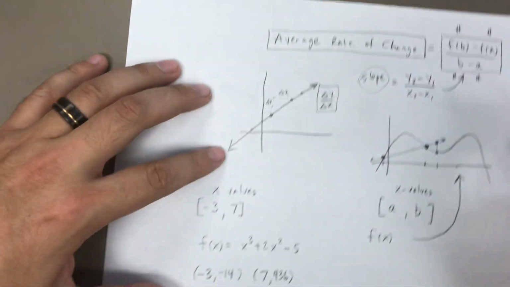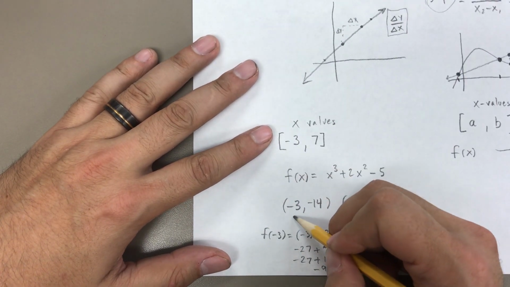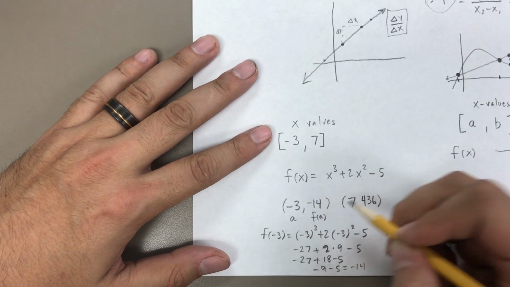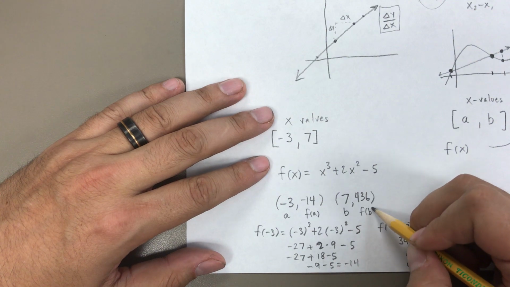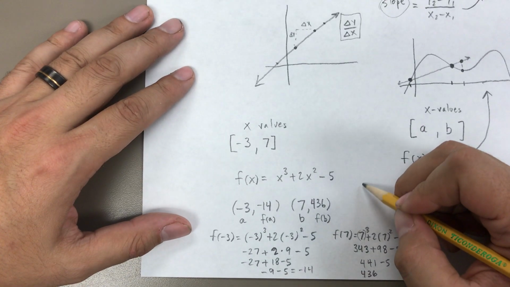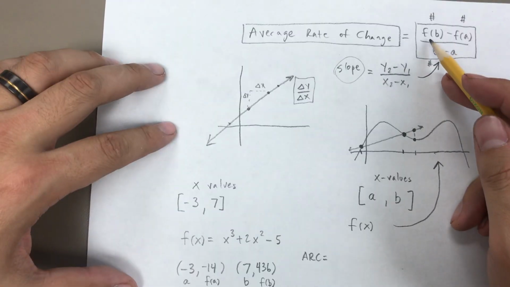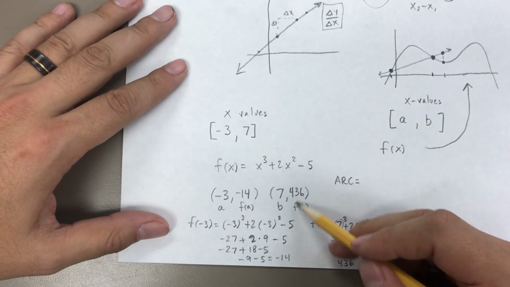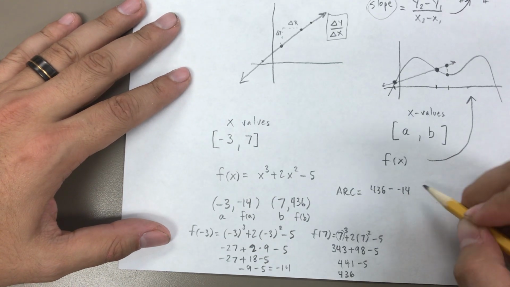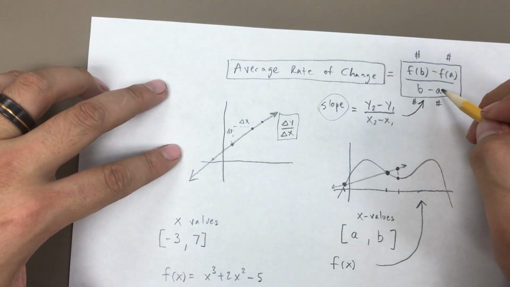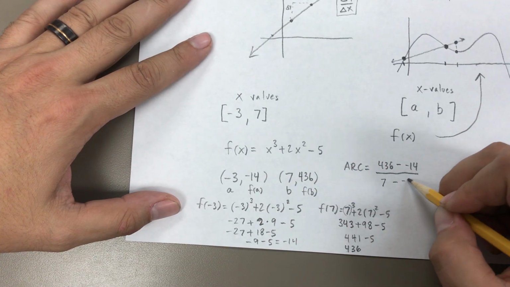And then, like I said before, this is just the slope formula. So we know what our a value is. We know what f of a is equal to. This is our b value, right? And then this is our f of b value. So we plug it into the formula and we get the following. The average rate of change is equal to f of b minus f of a, so 436 minus f of a, which is -14, all over b minus a. So the b value is 7, the a value is -3, so minus -3.